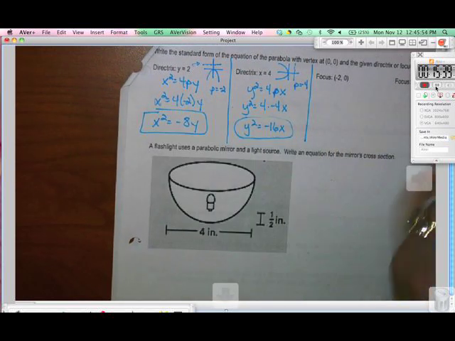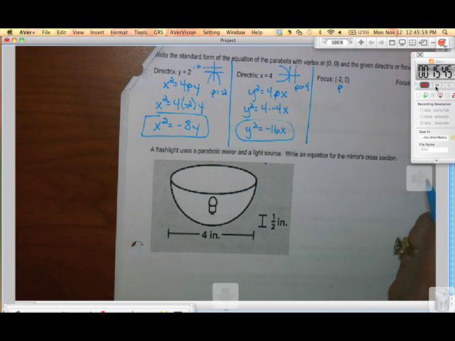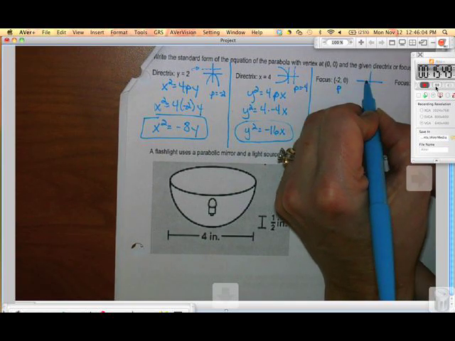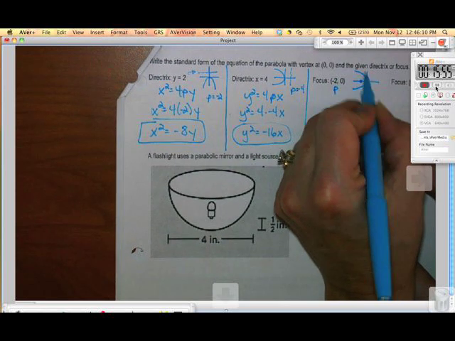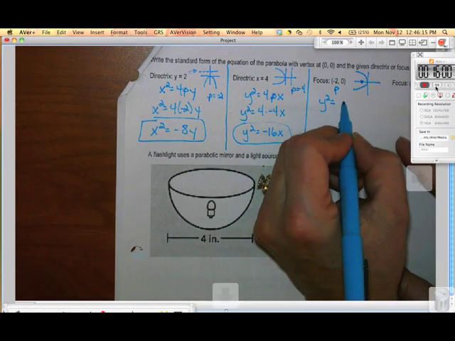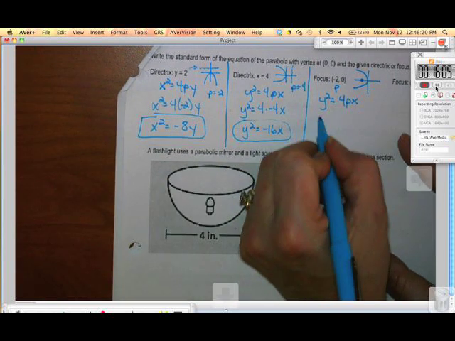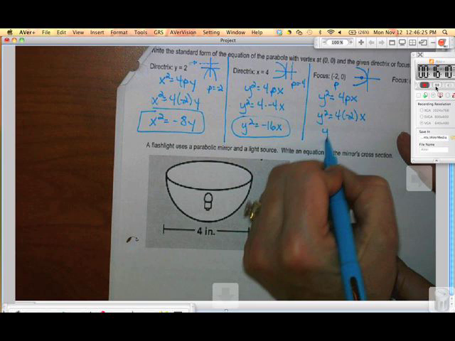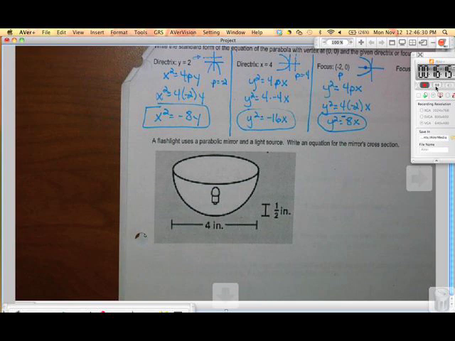This time they gave me the focus, so automatically I've been given p. But sometimes I still have to think about it. -2, 0 is here. That means the parabola goes around the focus, which means it opens left, which means it's a y squared. y squared equals 4px. So I'm going to plug in p, and I get -8x. There's my equation. Not too bad.